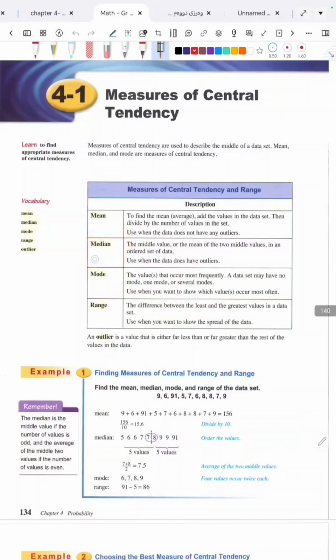Median: the first step is to order them from least to greatest, and then the middle one is the median. If there is an even number of data, you get 2 medians. In this case, you add them, then divide by 2. Mode: which number is repeated the most? Range is the difference between the greatest and the smallest one. We can use range when we want to show the spread of the data.